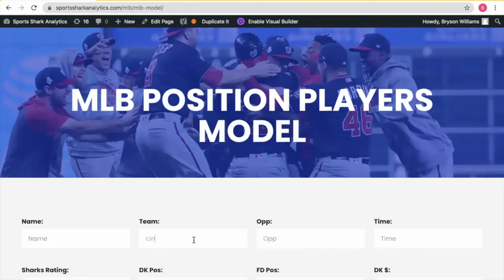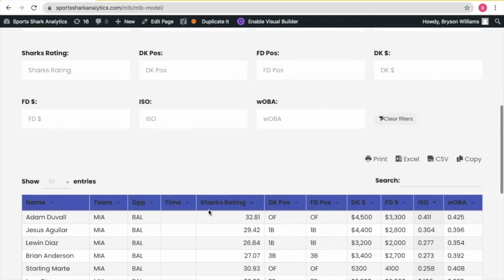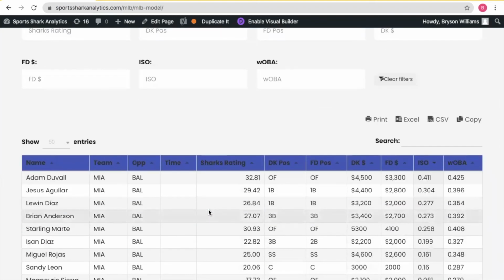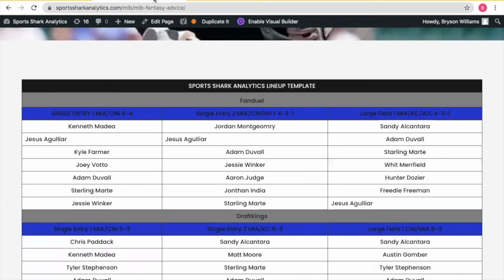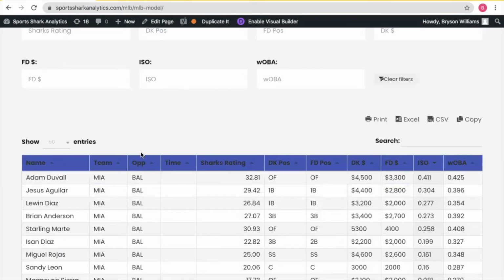And you will come here for your Miami, type in MIA. And let's see, I think we had Aguilar, Duvall, and Marte. So Aguilar, Duvall, and then Marte. So if possible, Brian Anderson would be a good guy to fulfill the lineup with for your third baseman. Or you can go shortstop with Miguel or either Diaz.